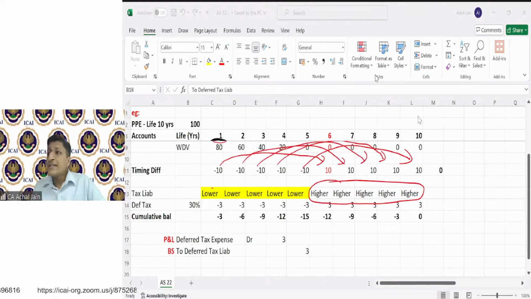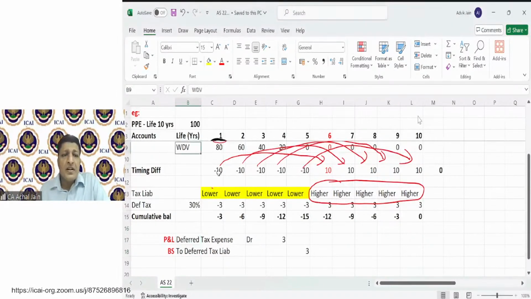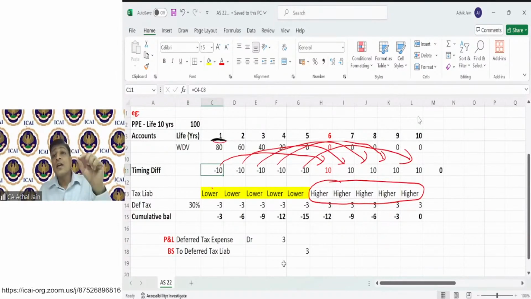Then Anit has a query. Anit is asking, but this we estimated PPE, but the tax is not estimated in terms of future. Then how can we understand the deferred tax? See, it's very simple. In terms of this rupees 10, we are very clear there is a difference.